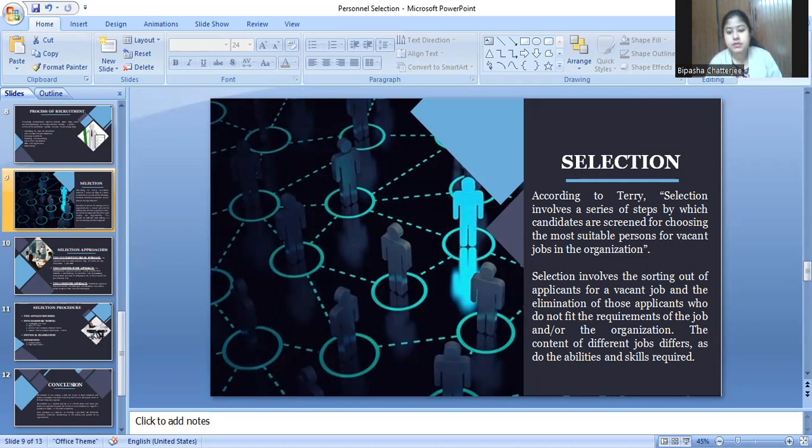So it is a process which is not such a very welcoming process. It's a negative process because it also involves rejection and removal of candidates from the circle, actually. So this is what the selection process is.